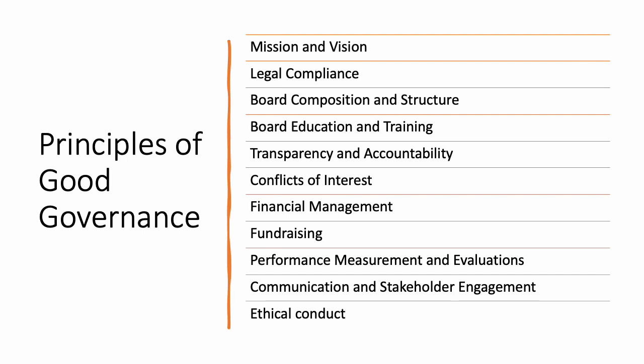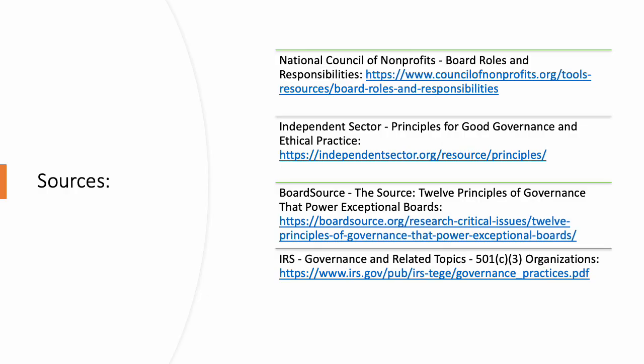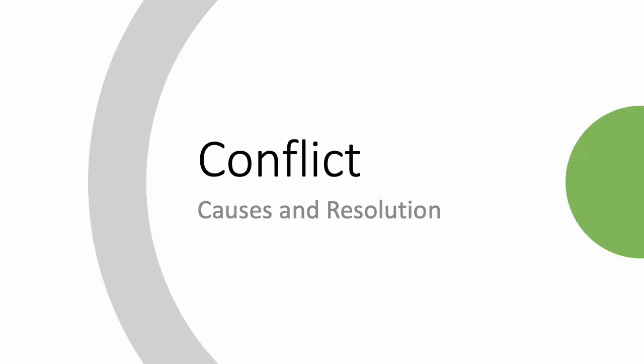Principles of good governance include establishing a mission and vision, legal compliance, board composition and structure, board education and training, transparency and accountability, conflicts of interest, financial management, fundraising, performance measurement and evaluations, communication and stakeholder engagement, and ethical conduct. Some sources for all of this include the National Council of Nonprofits, the Independent Sector, BoardSource, and the IRS.